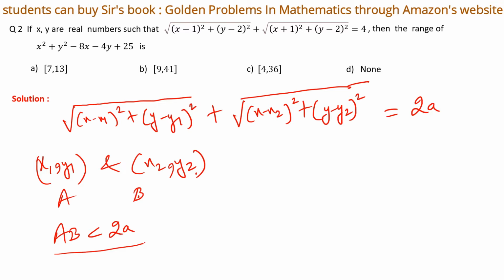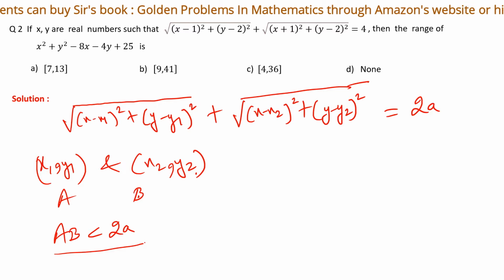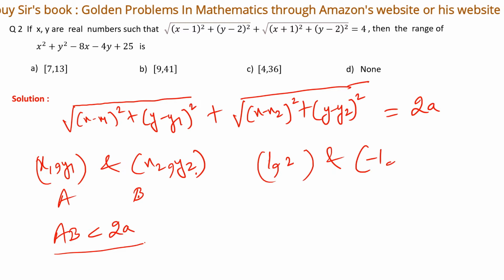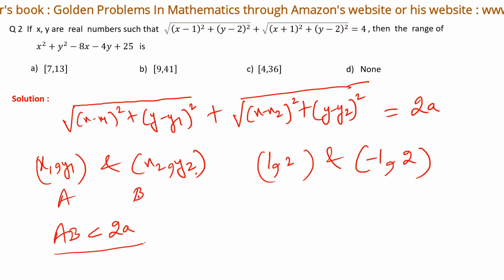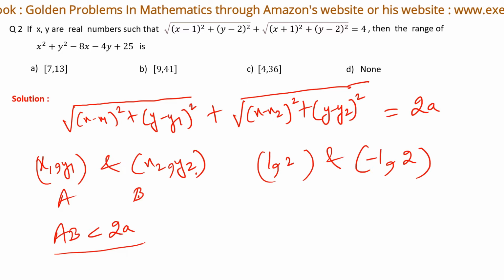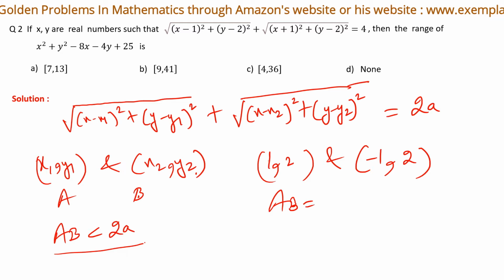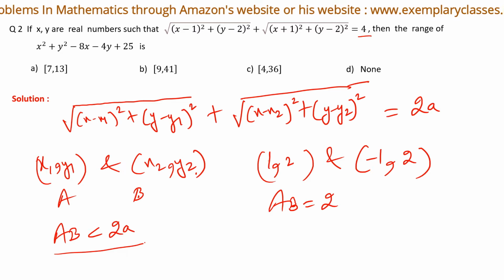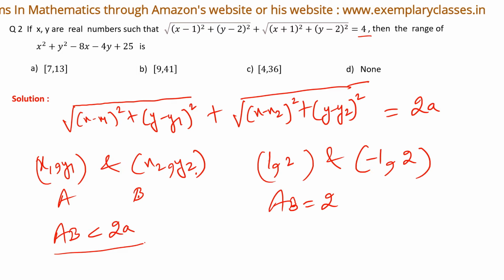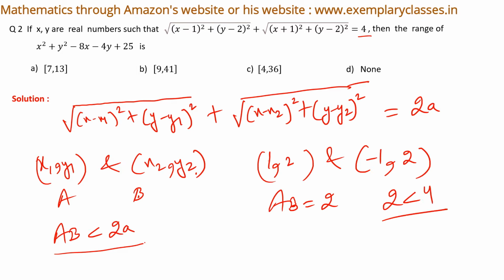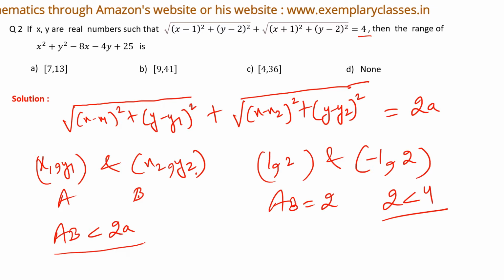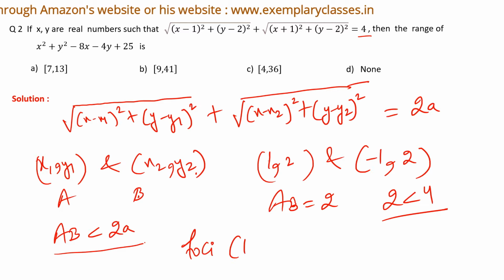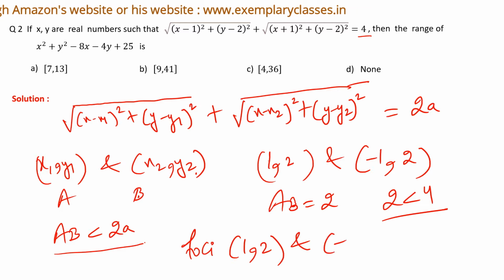Now, if you calculate the distance in the above equation between the points (1, 2) and (minus 1, 2), then clearly it is going to be 2 units, right? In our question, AB is equal to 2 units. And the value of the constant on the right hand side, that is 2a, is equal to 4. So we can clearly say 2 is less than 4. So that means this equation certainly represents the equation of the ellipse with the foci as (1, 2) and (minus 1, 2), right?